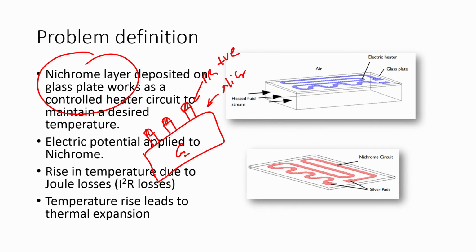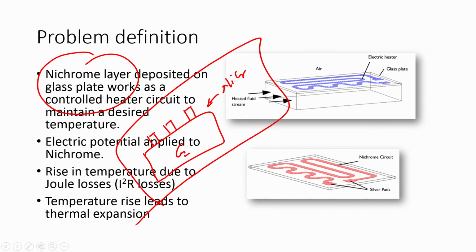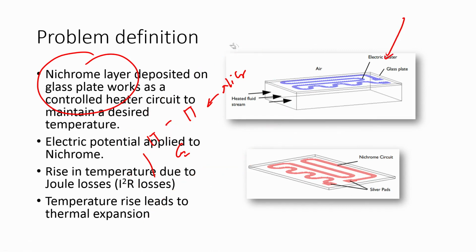After this, you dip the glass with nichrome and photoresist in acetone. When you dip the wafer in acetone, what will happen? It will strip off the photoresist. When you strip off the photoresist, what will happen? You will have a nichrome heater on the glass. That is what is shown here.